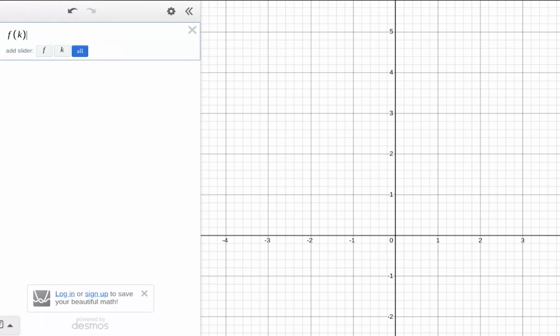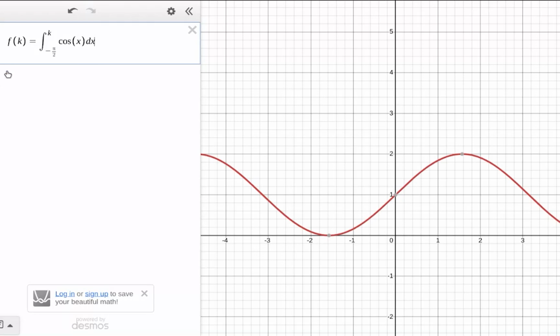of the integral from negative pi over 2 to K of cosine x dx. Okay, and then the right-hand side we'll call G of K equals the integral from K to pi over 2 of cosine x dx. Oh wait, we forgot the 3. 3 times that, right? That's 3 times as big.